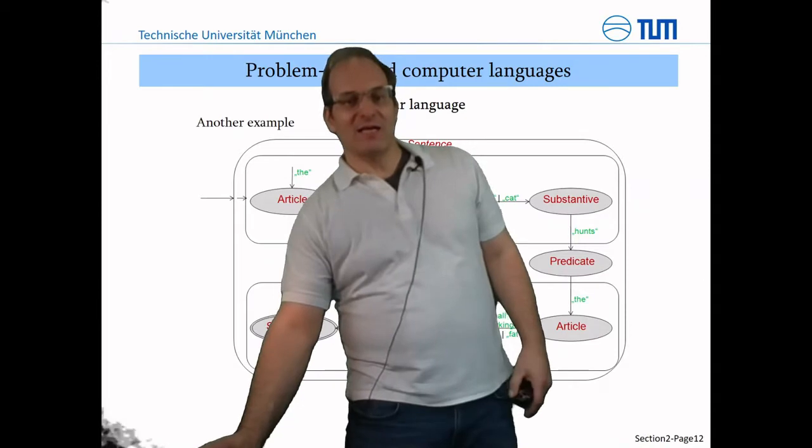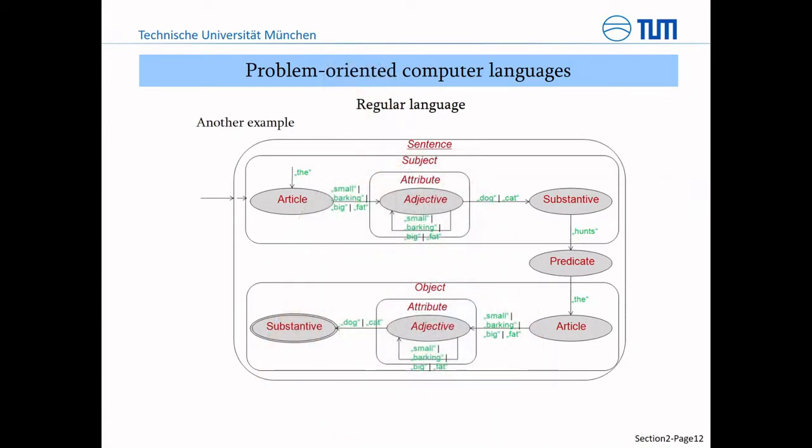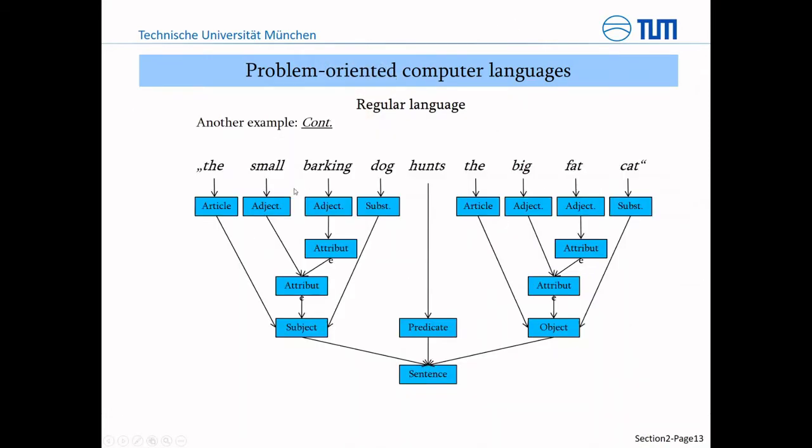Let's go to the next step, which shows the same graph now as a tree. And therefore, we have the same style here. If you remember, we had the setup that a sentence was built by a graph of 3 elements, subject, predicate, object. And that subject was built by article, attribute, substantive. And then attribute was built by attribute, and so on.